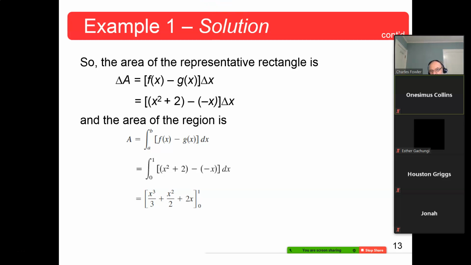And that would be, now they changed the order, it didn't matter, x cubed over 3, then the x squared over 2 from this one with a plus sign because minus and minus is plus, and then plus 2 would be plus 2x. Evaluate from 0 to 1 and you'd have 1/3 plus 1/2 plus 2, which is 17/6, which we got once we put the 2 in there. Any questions on that?